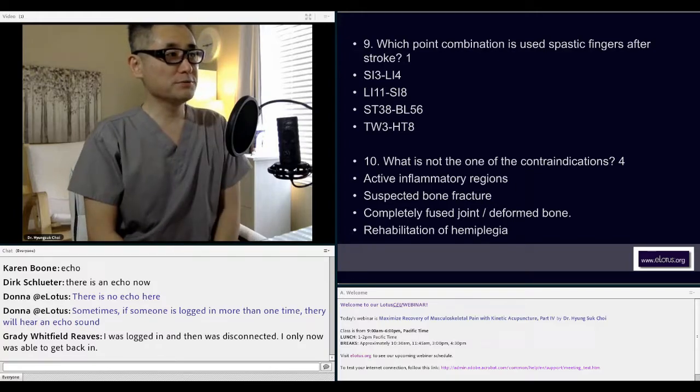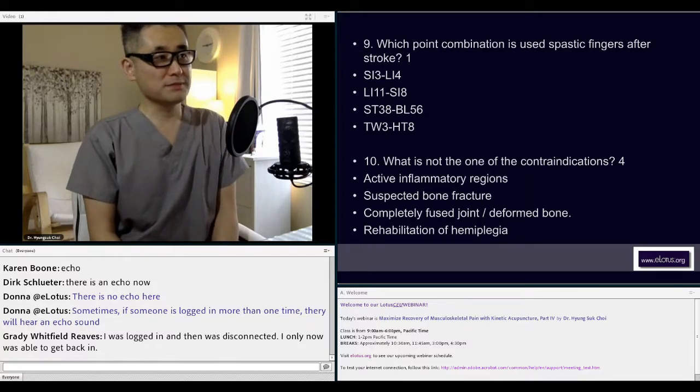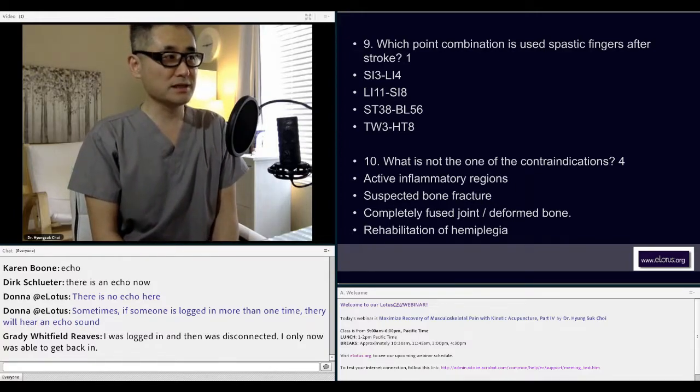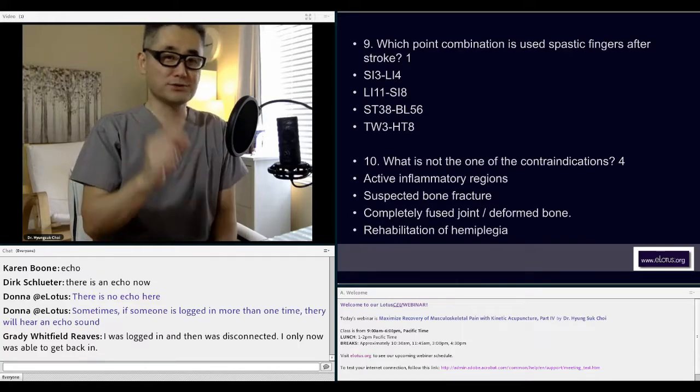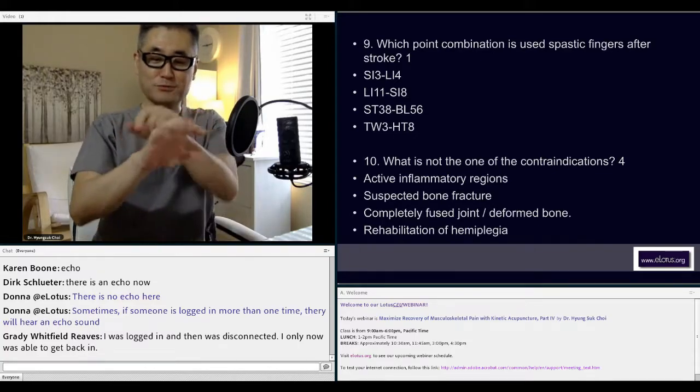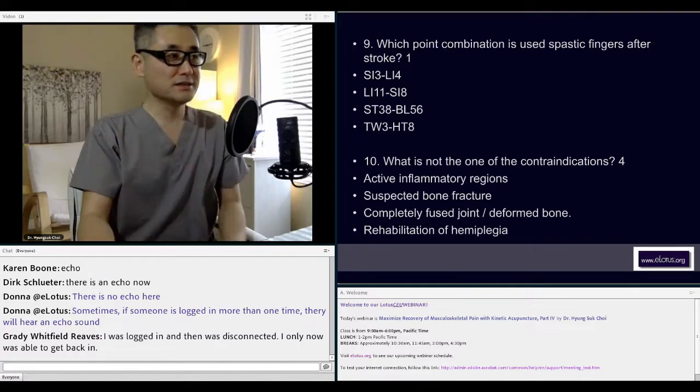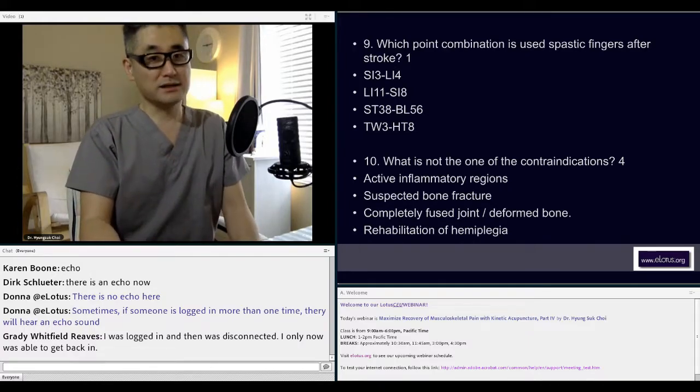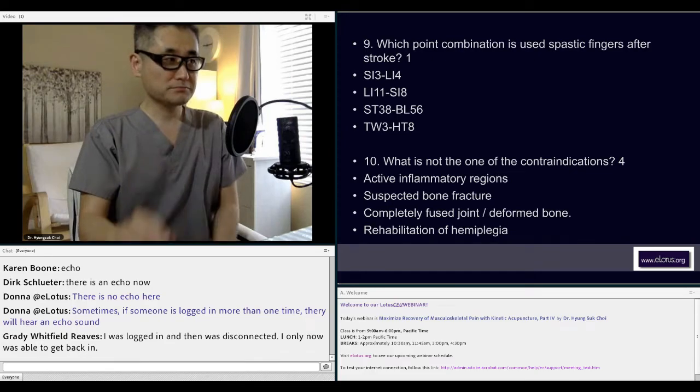And number 9, which point combination is used for spastic fingers after stroke? This is a question asking about this 2-point connection with 2 needles, Li3 and Li4, right under the bone.